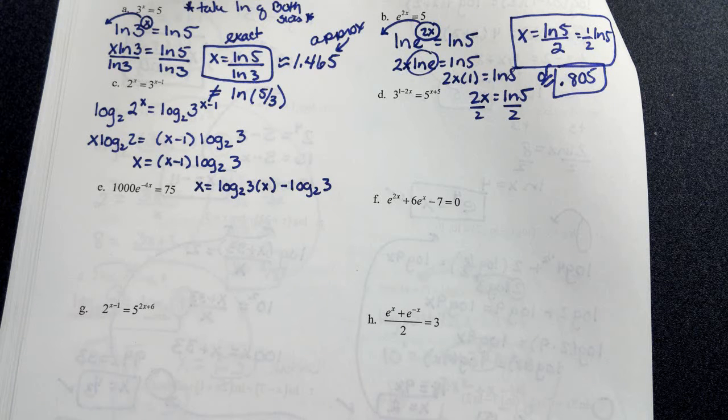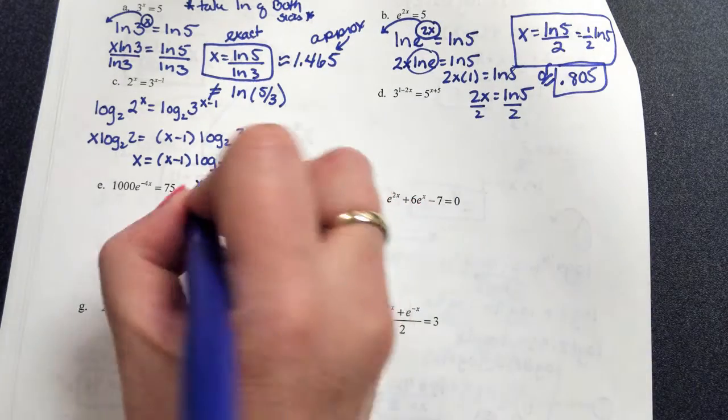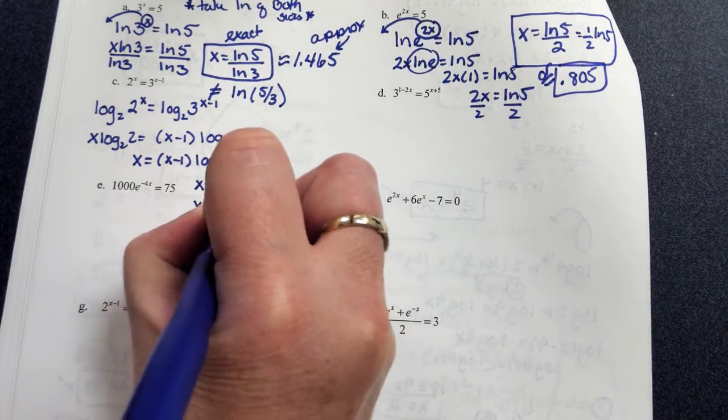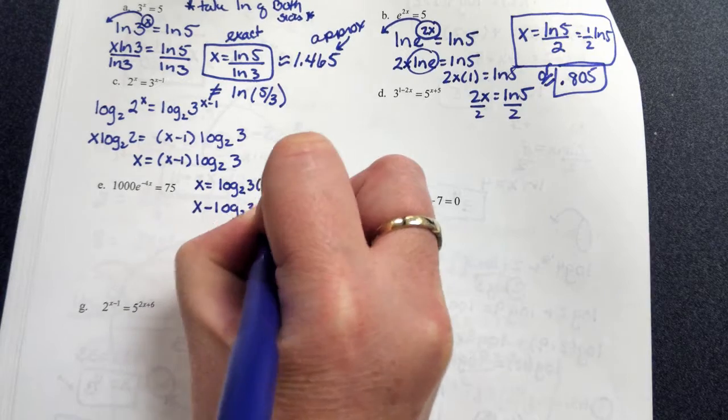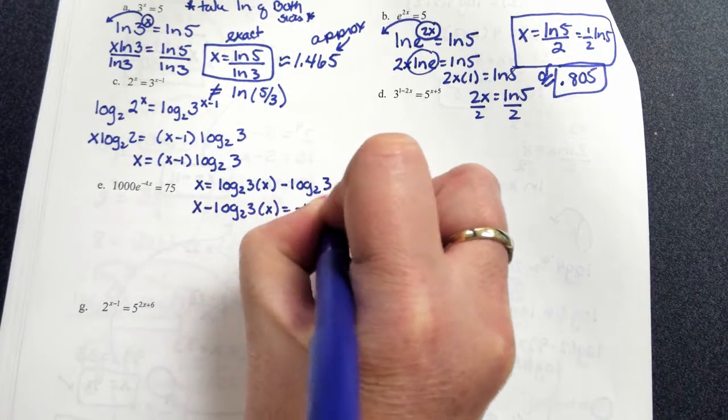So now, notice, what are you trying to solve for? X. You've got an x on this side of the equation. You've got an x attached to this log base 2. So again, anytime you solve any kind of equation, you always want to gather your variables on one side of the equation, correct? So I'm going to subtract log base 2 of 3 times x. So x minus log base 2 of 3 times x is equal to negative log base 2 of 3.